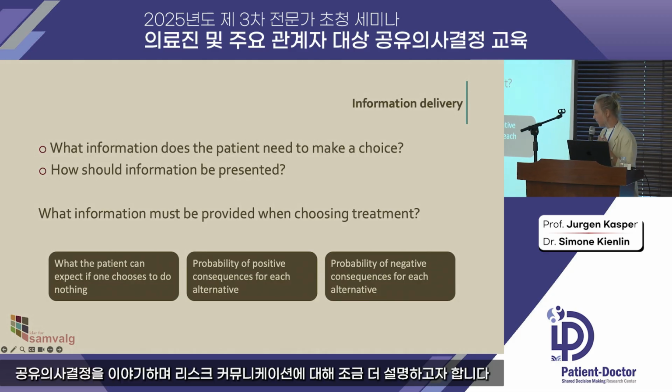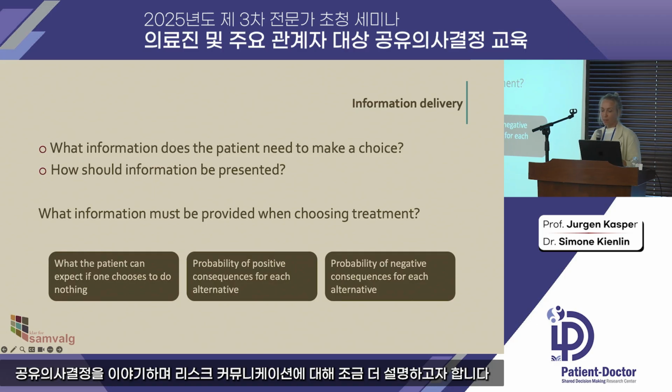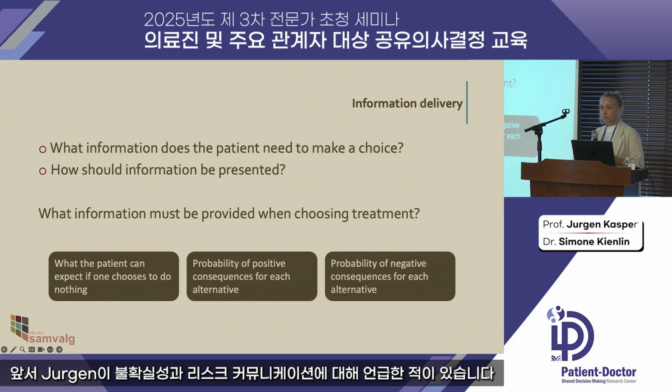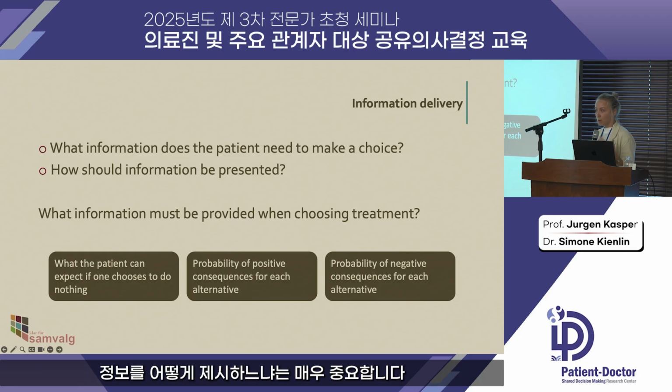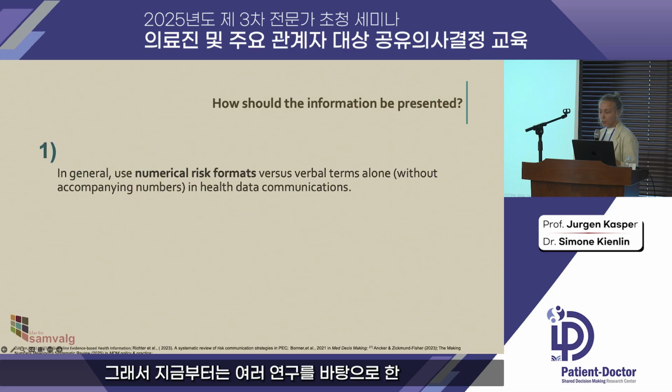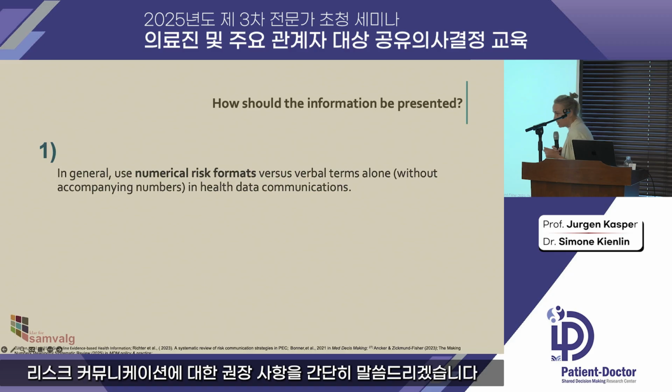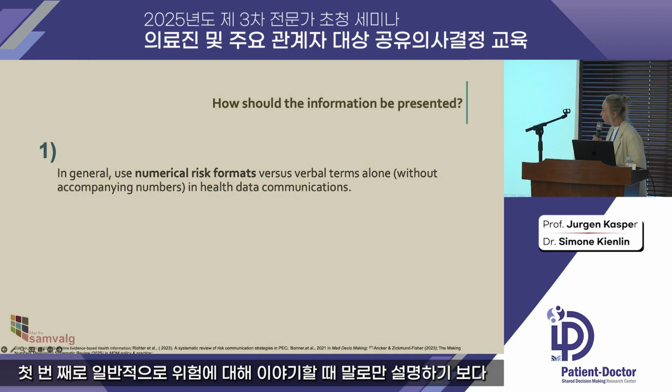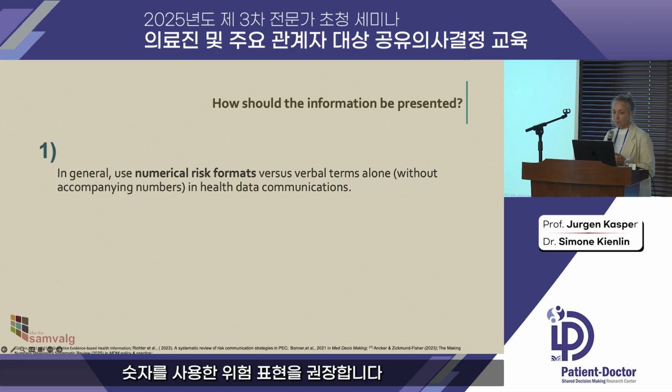And when we talk about this, I want to say a little bit more about risk communication, because Jürgen mentioned this earlier when he talked about uncertainty. How we present the information is very important. So I'm just going to give you some recommendations based on a lot of studies about risk communication. The first one is that in general, use numerical risk format versus verbal terms only when you communicate risk.